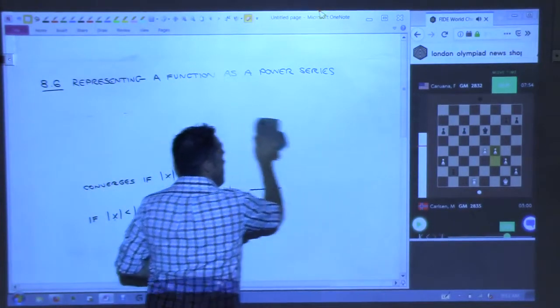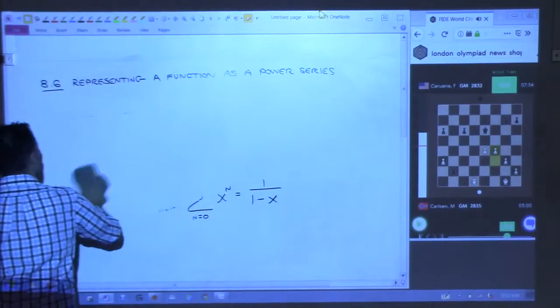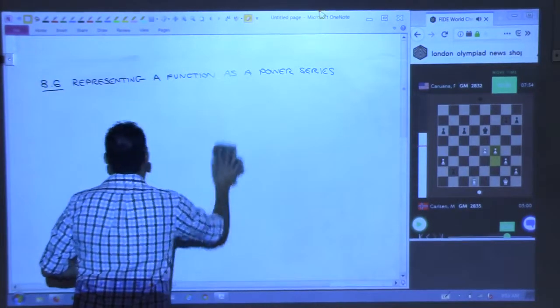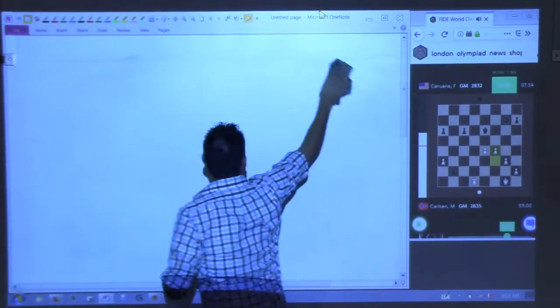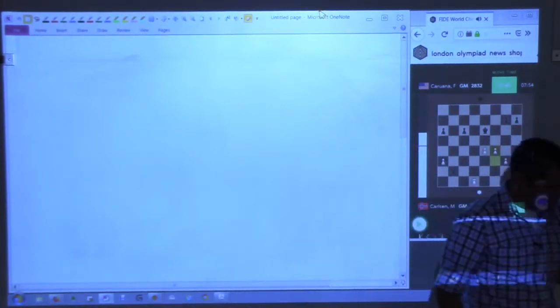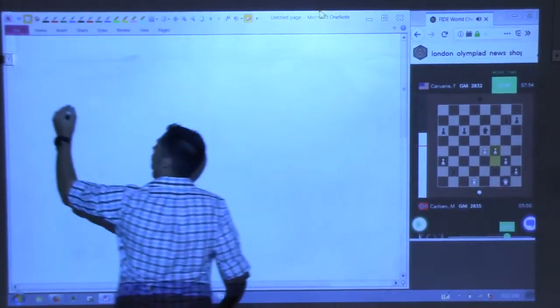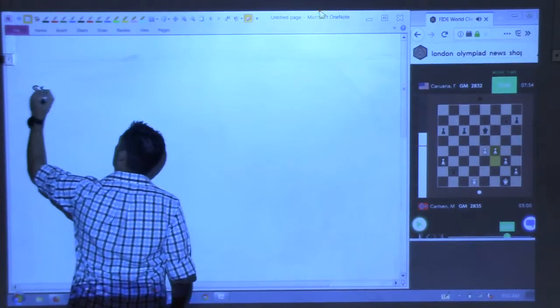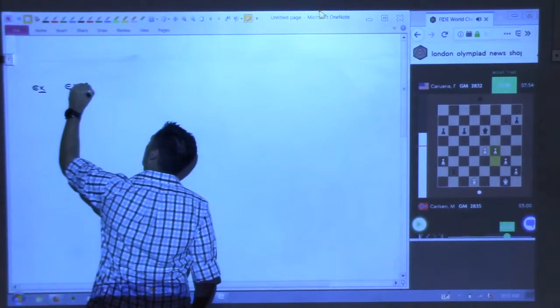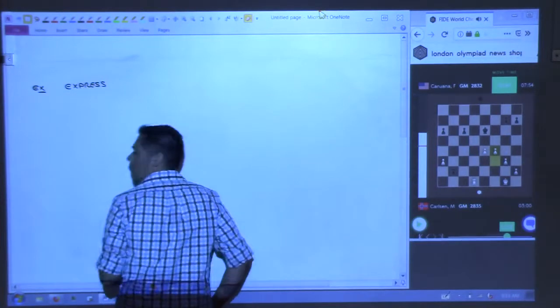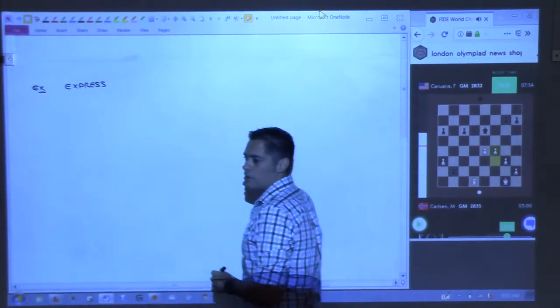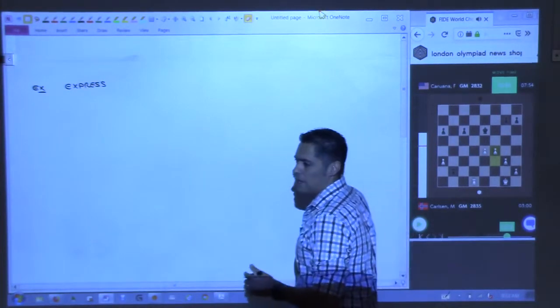Let me do an example. Is it because you're going the other way around, they give you the function and you're going the other way? Yep. You said it's less than 1, but is that because if you plug in 1, you get 1 over 0? Yes, that's why the absolute value has to be less than 1.